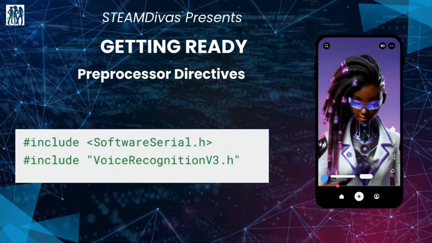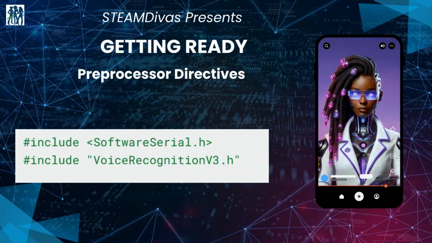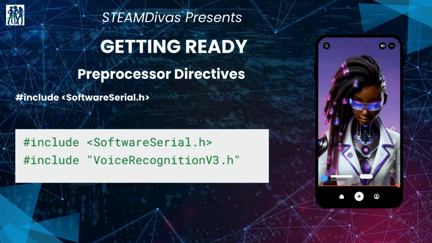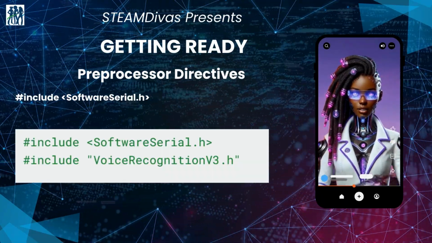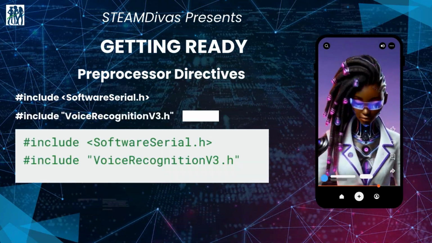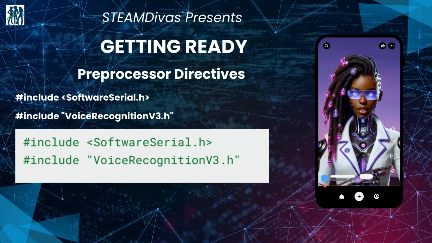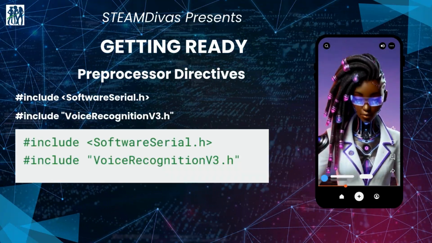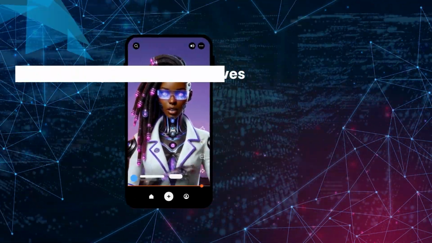Next, we're telling Lilybot what skills she'll need. The #include command is how we add special abilities. The first line, #include, gives Lilybot a way to talk to her voice recognition module. The second line, #include "VoiceRecognitionV3.h", gives her the specific language she needs to understand our voice commands.